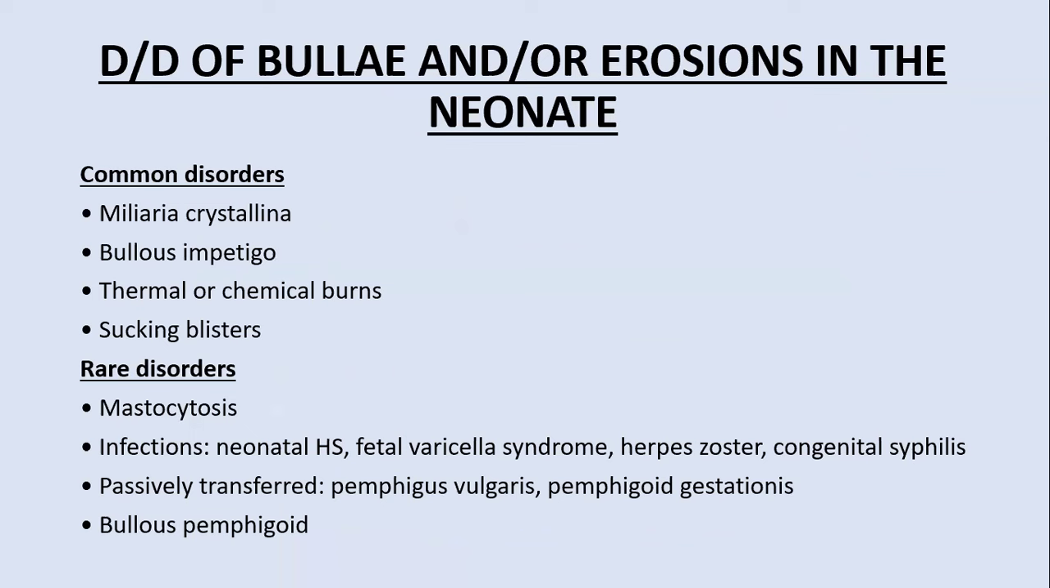So the common disorders that result in bullae or erosions are miliaria crystallina, bullous impetigo, thermal or chemical burn, or sucking blisters. And rare conditions include mastocytosis, several infections like neonatal herpes simplex, fetal varicella syndrome, herpes zoster, and congenital syphilis. We will discuss these diseases today. Passively transferred antibodies from the mother may result in neonatal pemphigus vulgaris or pemphigoid gestationis. We have discussed these diseases already in the first lecture from the same chapter. And then bullous pemphigoid.